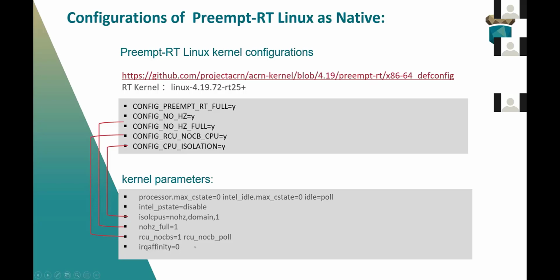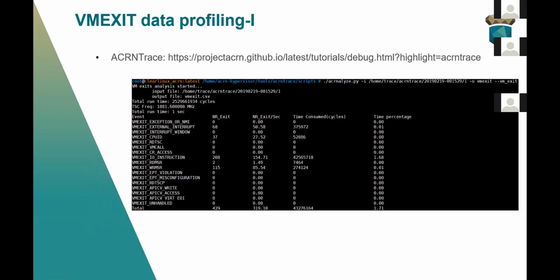It set the core 0 to run the RT task, IRQ related task. So there are 2 examples for the BIOS and the RTVM settings. Now I will give an example for the VMX exit data profiling.